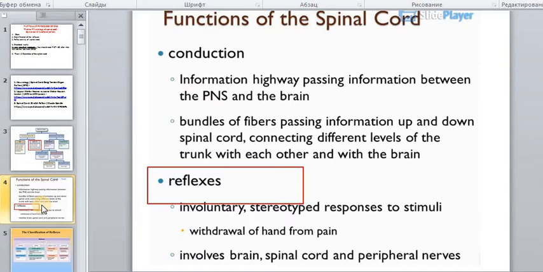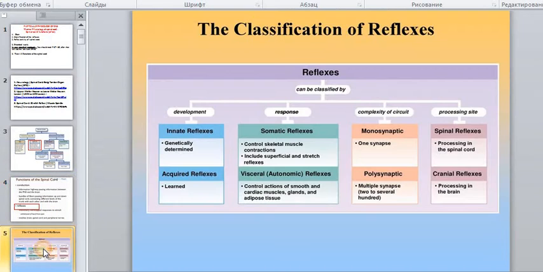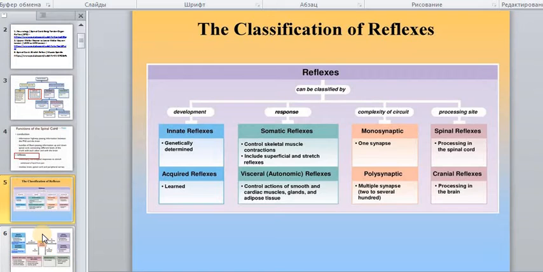What is a reflex? A reflex is a fast, spontaneous, autonomic, unplanned sequence of actions that occur in response to a particular stimulus. And here we see a general classification of the reflexes. Some reflexes are inborn reflexes, such as pulling your hand away from a hot surface before you even feel that it is hot. Other reflexes are learned or acquired.